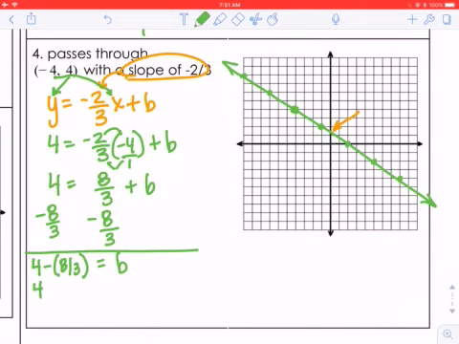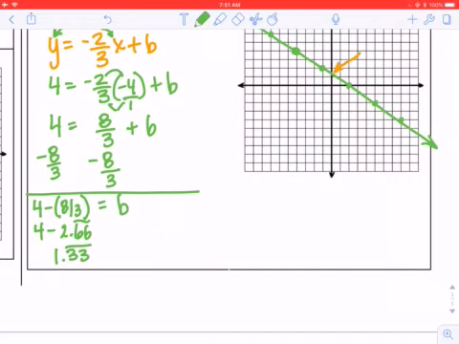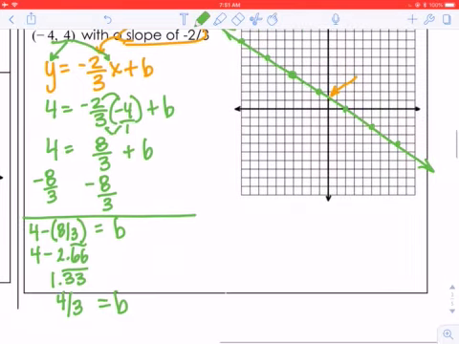So it's 4 minus 2.6666 forever. So your answer is going to be 1.333 forever. The other way you could do this is it could be 4/3 like that. That would be b. So in my equation then, I'm going to write y equals negative 2/3 x plus 4/3.